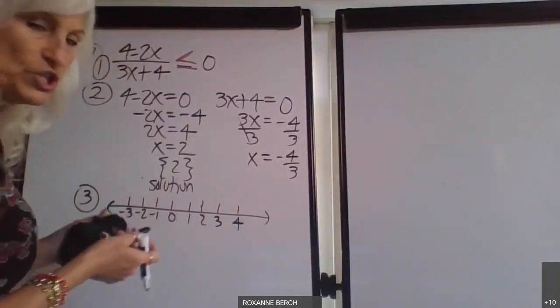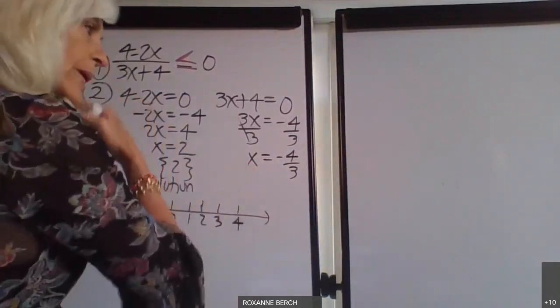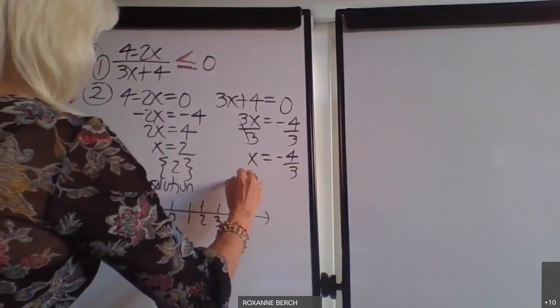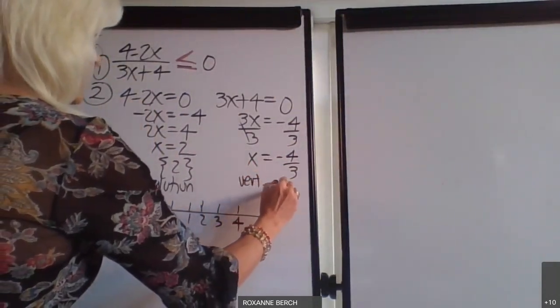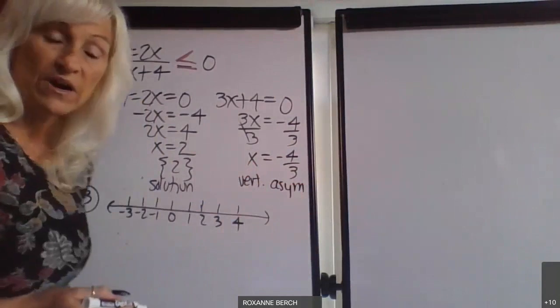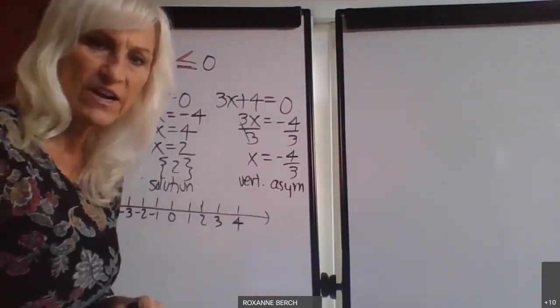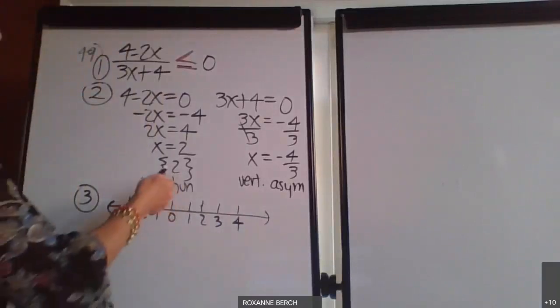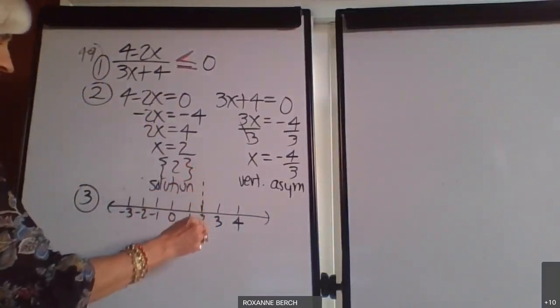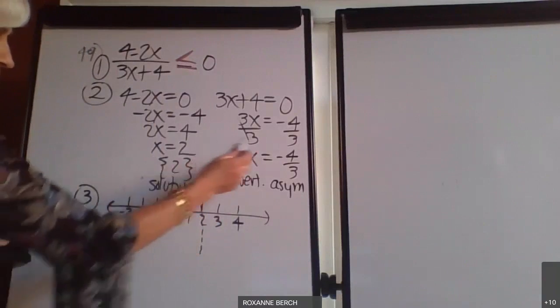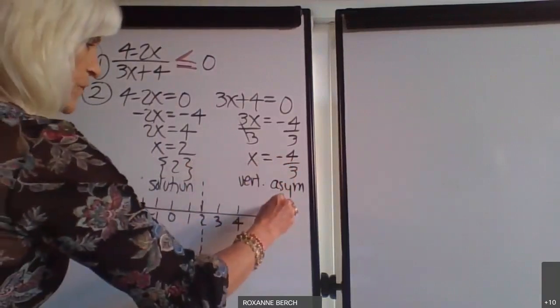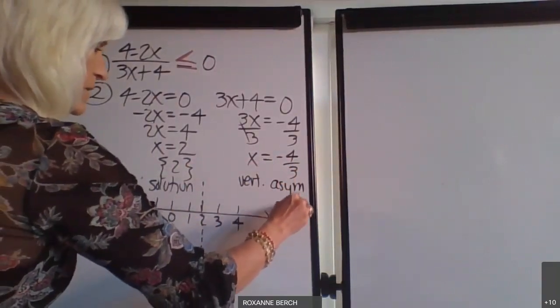Did you find a solution or a vertical asymptote? Asymptote. So remember, if our graph lands on that, it has to be open because you can't hit a vertical asymptote. So here we go. These are critical points. You're going to draw a line through 2. Isn't -4/3 -1 1/3?